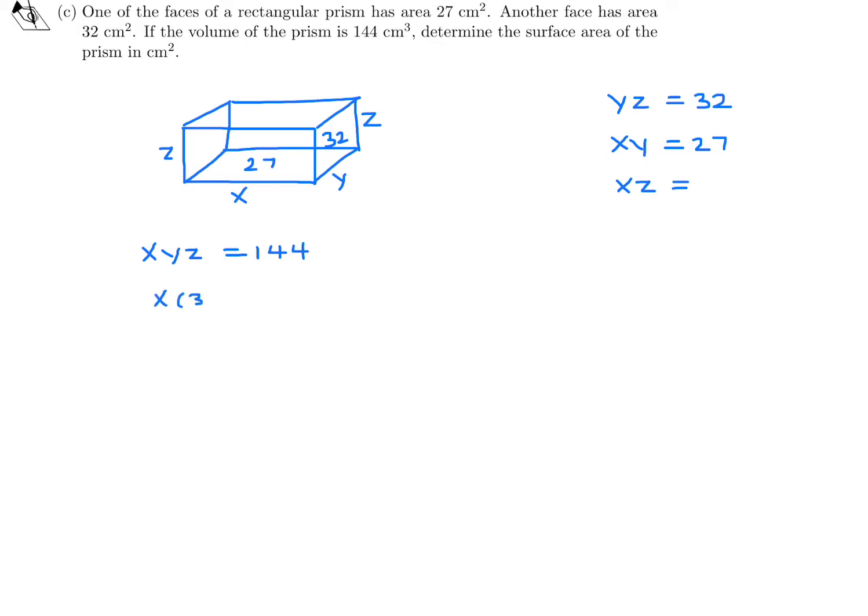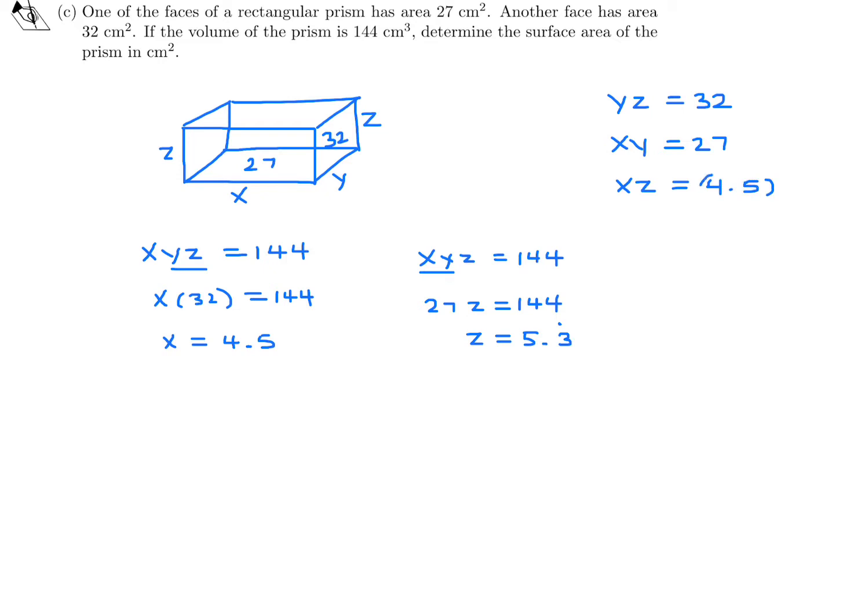So let's substitute these two. x times 32 is equal to 144, because yz is 32. Therefore x is equal to 144 divided by 32, which is 4.5. In a very similar way, if xyz is 144, we can substitute xy as 27. So 27z is 144, and therefore z will be 144 divided by 27, which is 5.3 repeating. Now we can figure out xz. It's going to be 4.5 times 5.3 repeating, and that gives you a very nice number, 24.